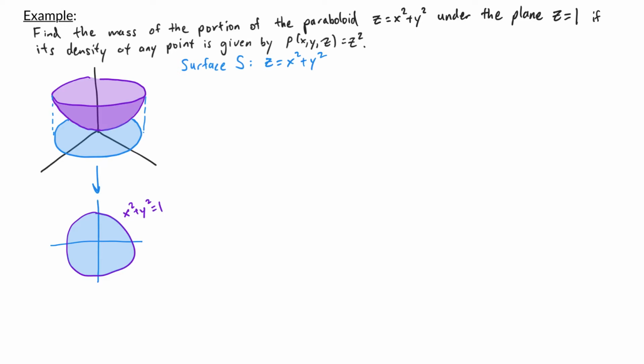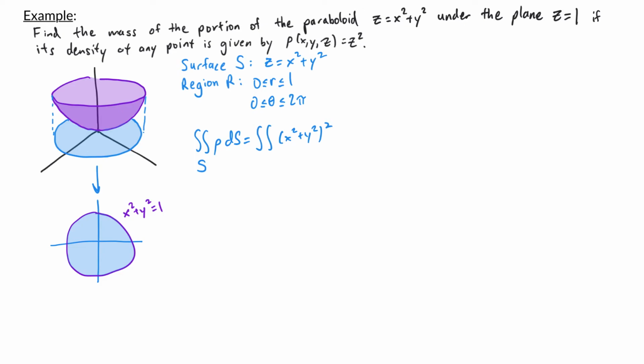If I want to do a double integral over this region, I would probably do it in polar coordinates. So I can describe my region as r values between 0 and 1 and thetas between 0 and 2 pi. Now I'm ready to set up my surface integral. I'm looking at the surface integral over S of the density function rho dS. That's going to be the double integral of the density function z squared, but I'm going to replace the z with x squared plus y squared. So z squared is now (x squared plus y squared) squared.